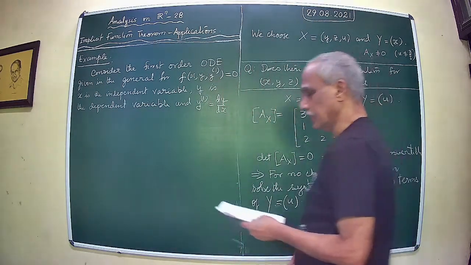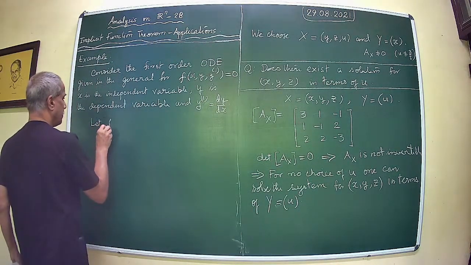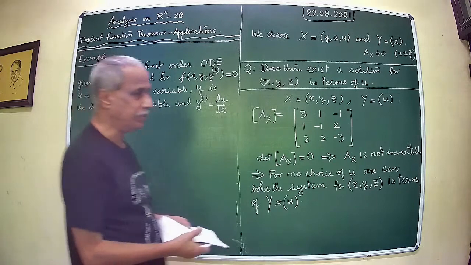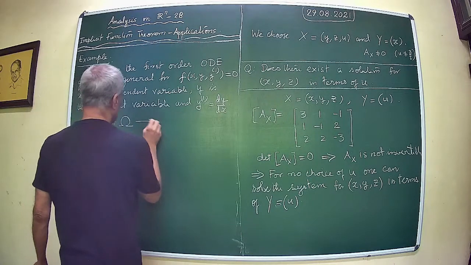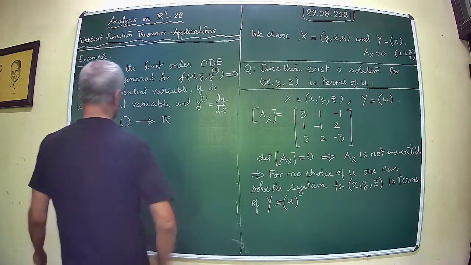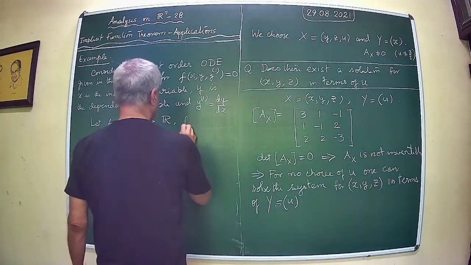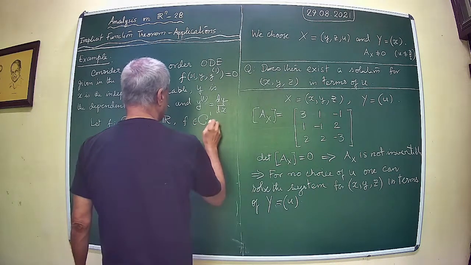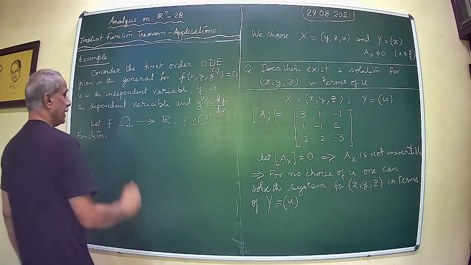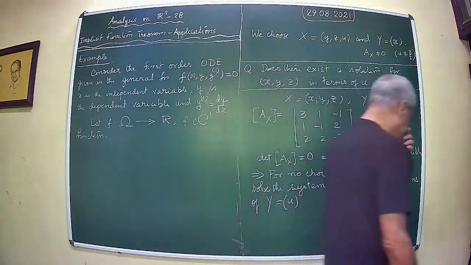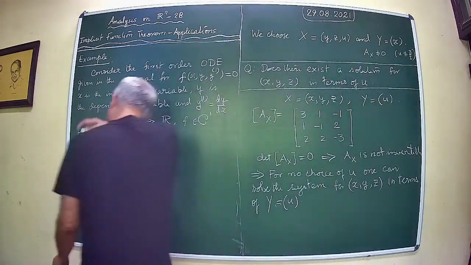Now let us consider the following. Let f be defined from some omega to R, a real valued function. Let us assume that f is a C1 function. In fact, to work the theorems, all that we need to assume is that f is C1 with respect to the third variable. So this is what you have.